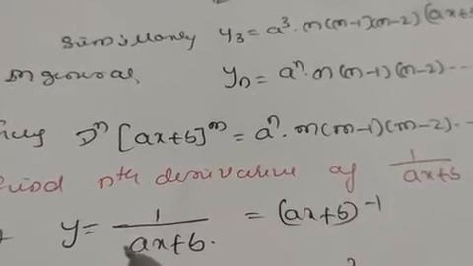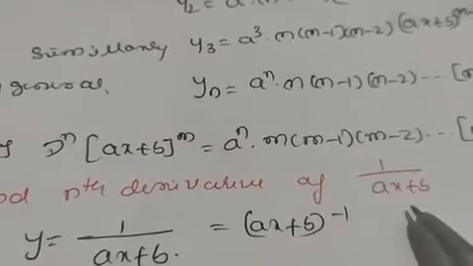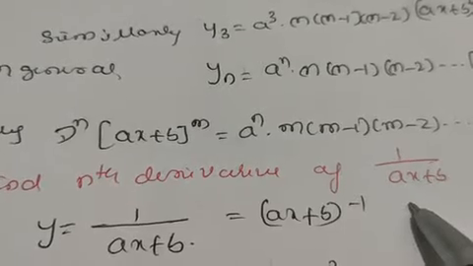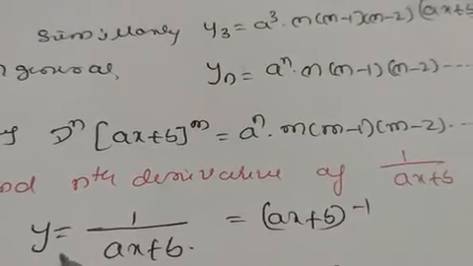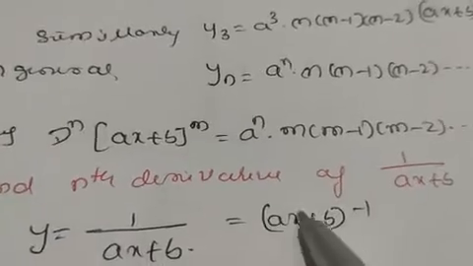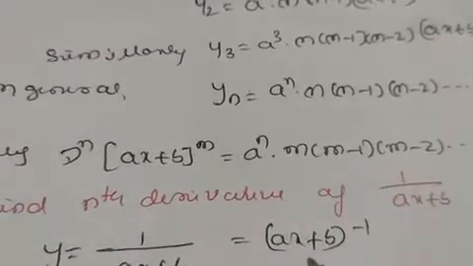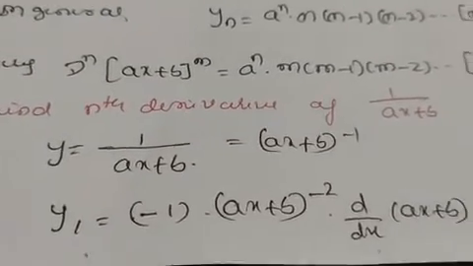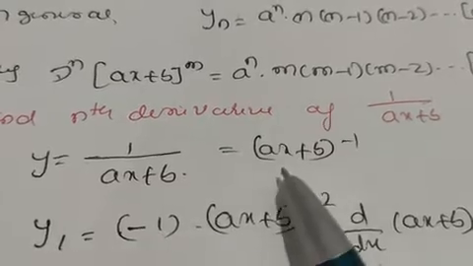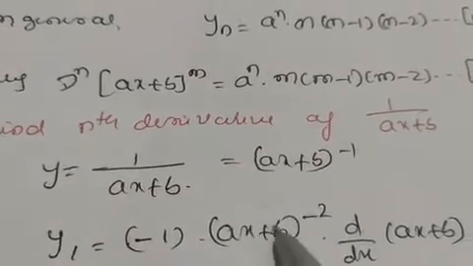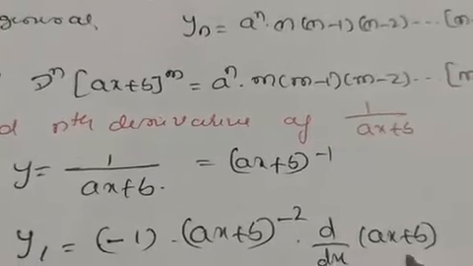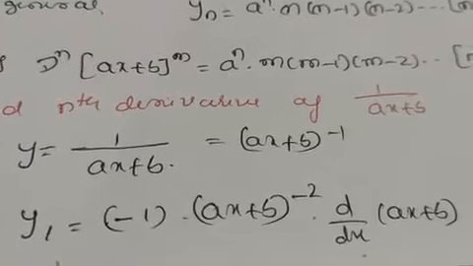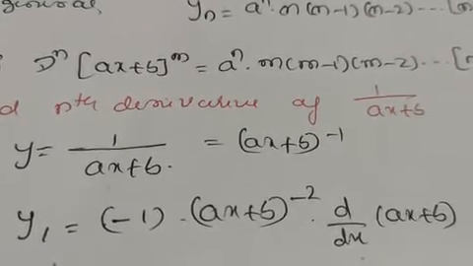Next is, find the nth order derivative of 1 by ax plus b. These are all the formulas we have to remember, because while solving the examples we use these formulas. Let us take this one as here y is equal to 1 by ax plus b, and we can take it in the numerator so that we can make these two as same. It is ax plus b raised to minus 1. Now differentiating this with respect to x. First with respect to power, that is minus 1 into ax plus b raised to minus 2. Derivative of ax plus b is a. So it is minus 1 into a into ax plus b raised to minus 2.